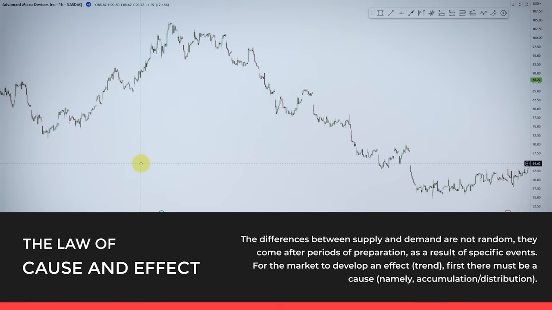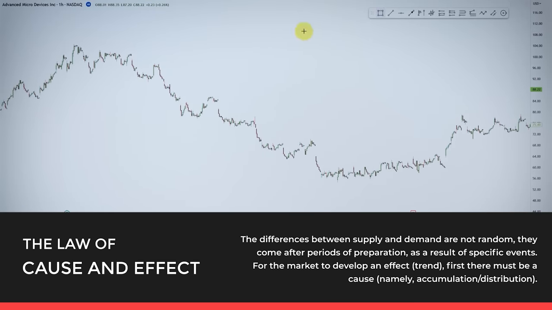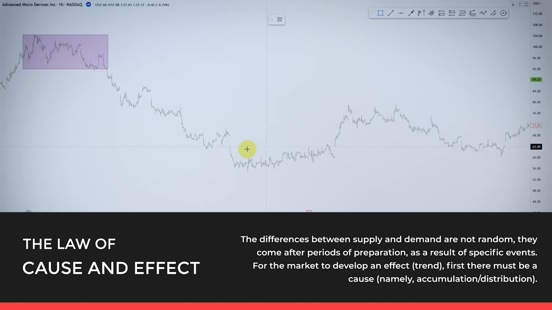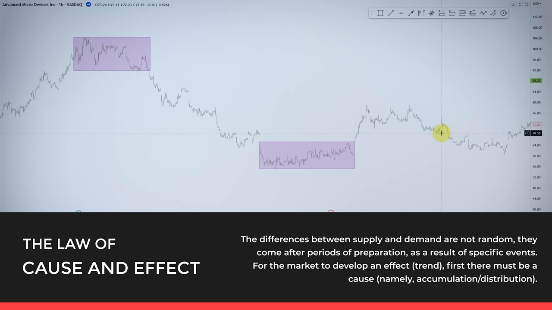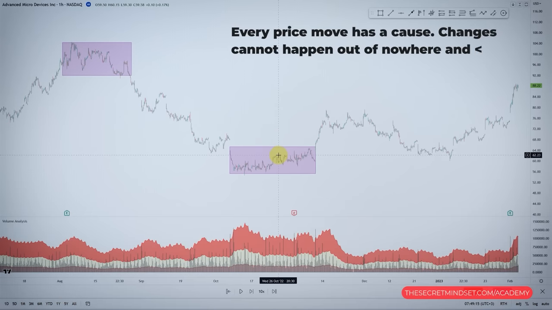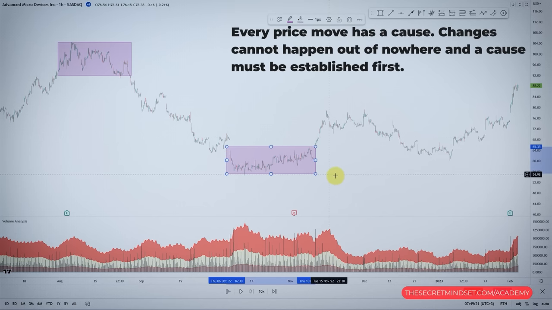Another important smart money concept states that the differences between supply and demand are not random. Instead, they come after periods of preparation as a result of specific events. This is the law of cause and effect. For the market to develop an effect, a trend, first there must be a cause, namely an accumulation or distribution. This law states that every price move has a cause. Changes cannot happen out of nowhere, and a cause must be established first.